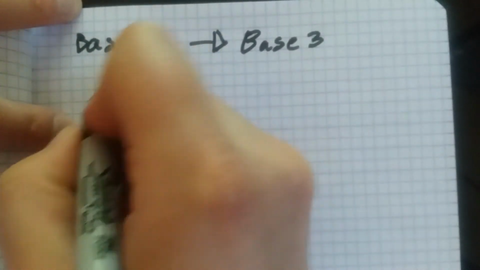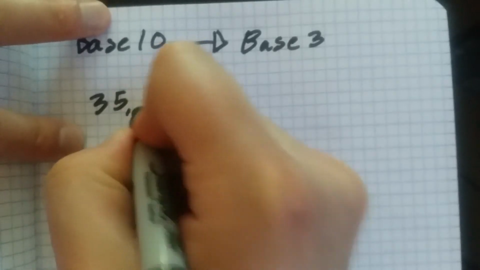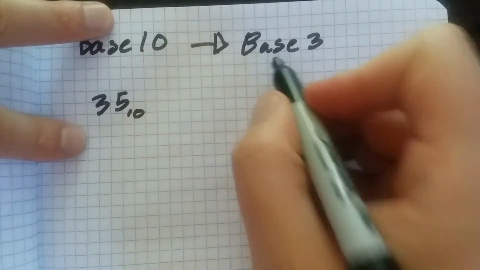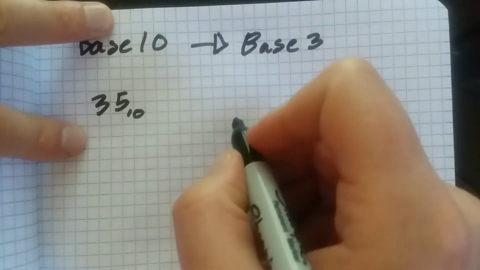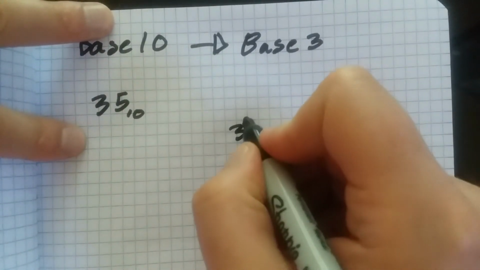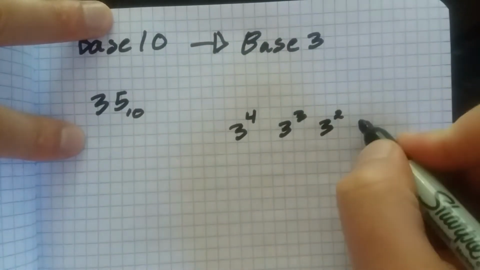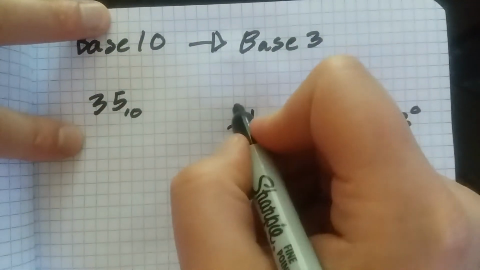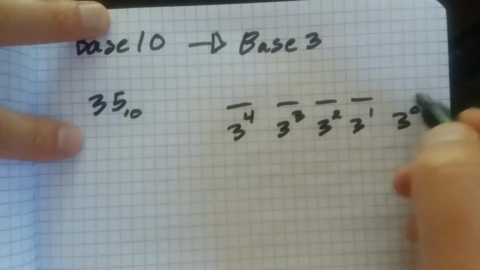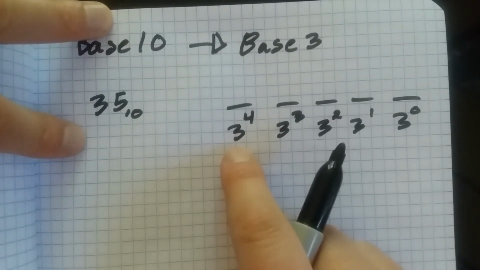So I have the number 35, base 10. I want to change it to base 3, okay? So I can only have 0, 1, and 2 in my digits. So remember we set up place values. Let's just write out place values: 3 to the 4th, 3 to the 3rd, 3 to the 2nd, 3 to the 1st, 3 to the 0. Okay, 3 to the 4th: 3 times 3 is 9, times 3 is 27, times 3 is 81.